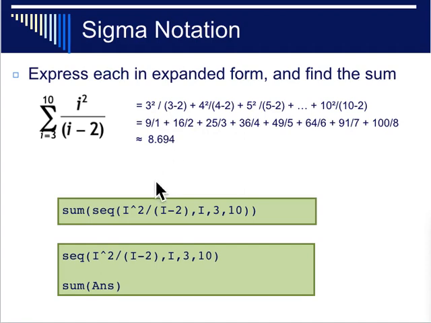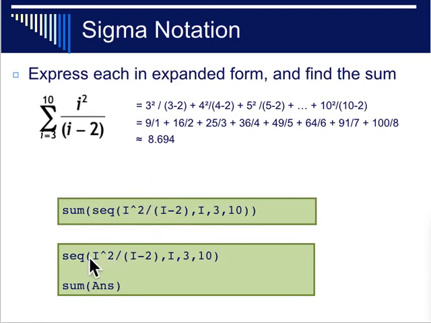If you wanted to get that in one expression on your calculator, you could type sum of sequence of and type the formula. And then the variable was I, and it went from 3 to 10. Be careful that you use the capital letter I if you're using a calculator and not the lowercase i, or it will give you an error because it'll think that's the complex number i.